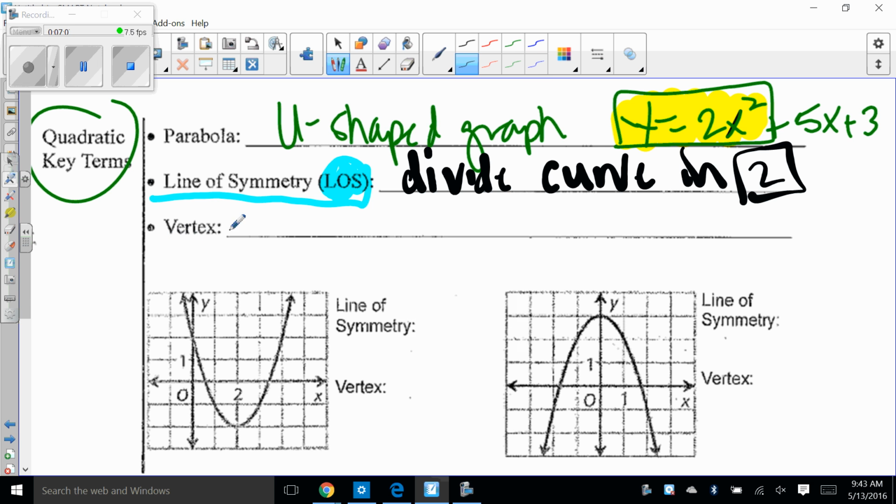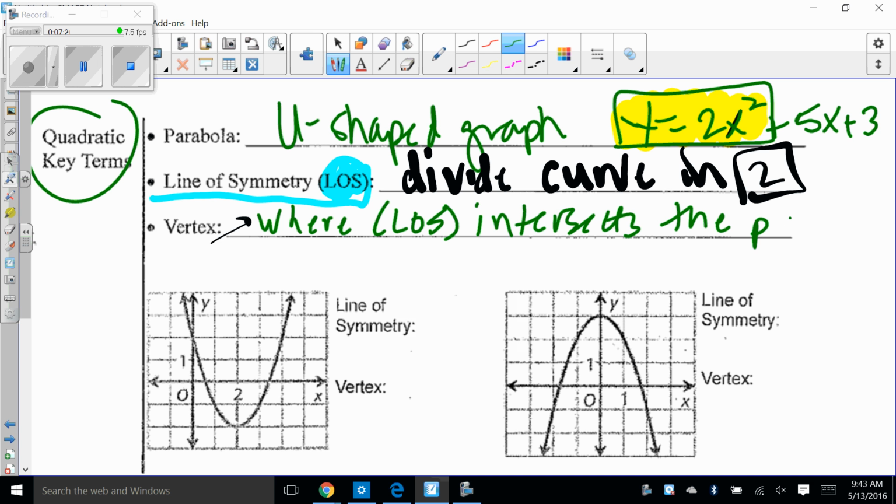And then the vertex is the place, and this is a little bit confusing until you see an example of it. So I just need you to get the notes down right now and then we'll talk. It's the place where the line of symmetry, known as the LOS, intersects the parabola. Go ahead and get those notes in. Where the line of symmetry intersects the parabola. So we'll talk through those vocabulary words as we go.